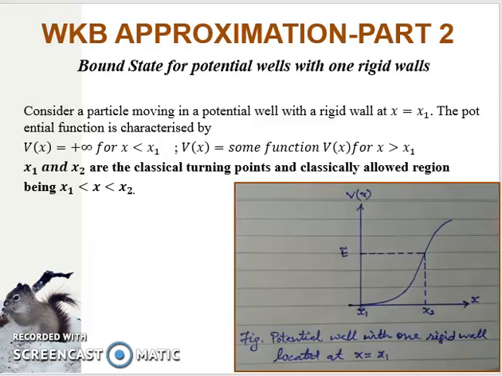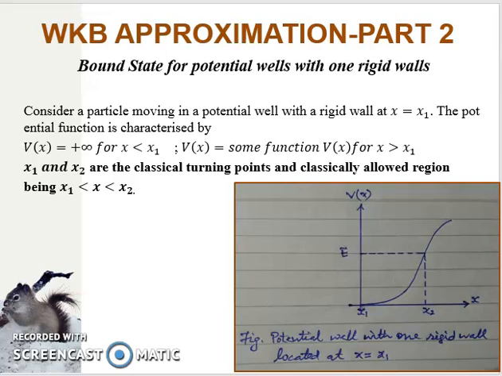So this was about without any boundary. Now we'll consider one particular case, the bound states for a potential well with one rigid wall. So this is the shape of the potential, and these are the 2 points, classical turning points x1 and x2. At x2 and beyond x2, potential is more than the kinetic energy, and within x1 and x2, kinetic energy is more than the potential value. So we have Vx equals plus infinity for x less than x1, and Vx equal to some function of x for x greater than x1.